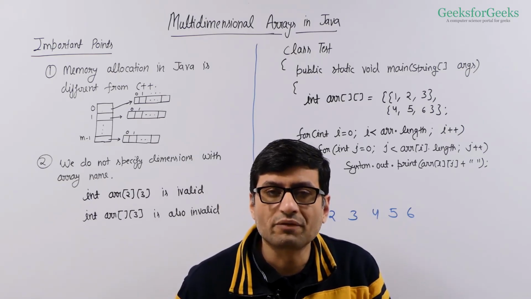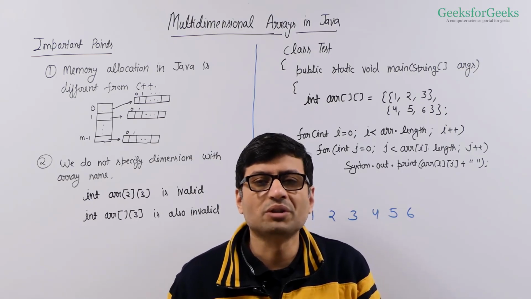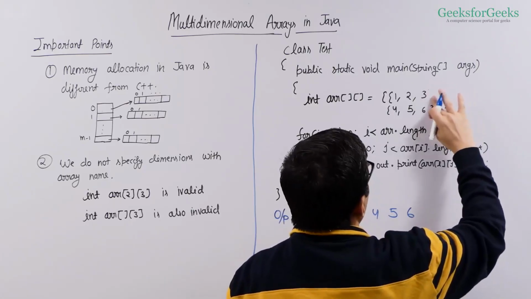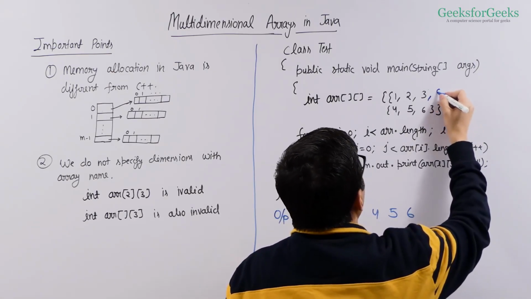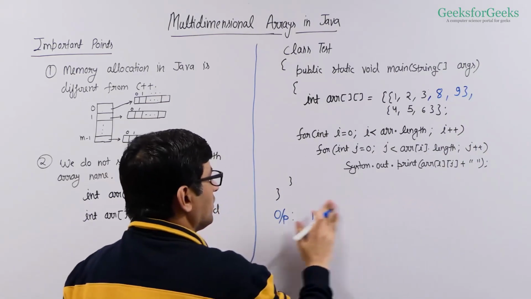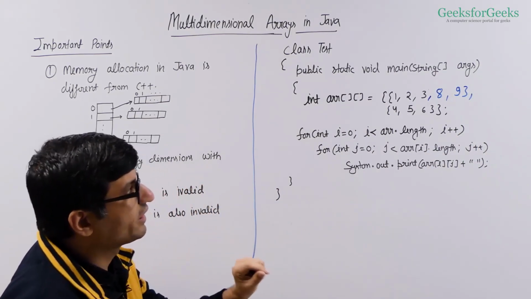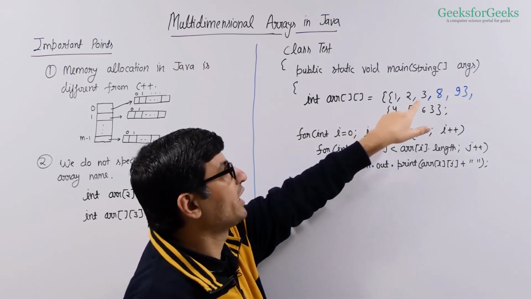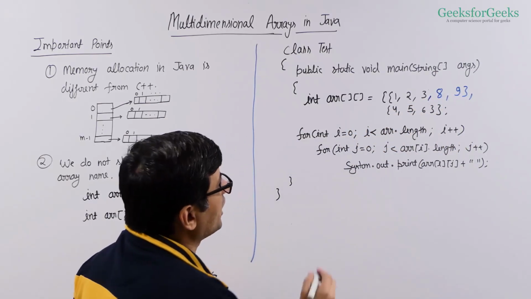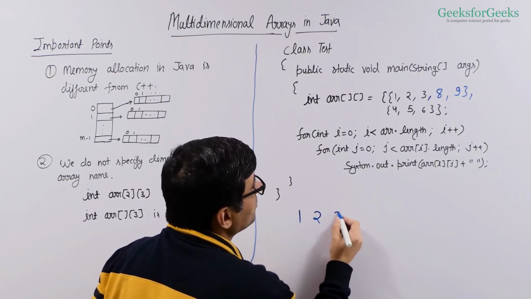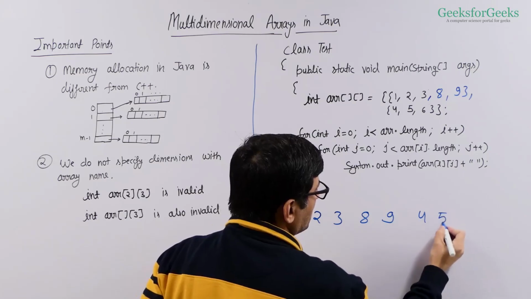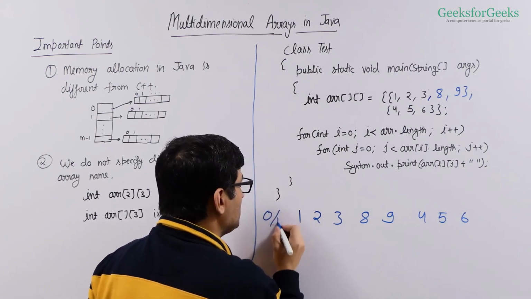So we can have different numbers of elements in individual objects also. For example, if I change this program and if I write here 8, 9, then this program will work fine even if we have 5 elements in the first row and 3 elements in the second row. And this program is going to print 1, 2, 3, 8, 9, 4, 5, 6. This is what we are going to see on the screen.